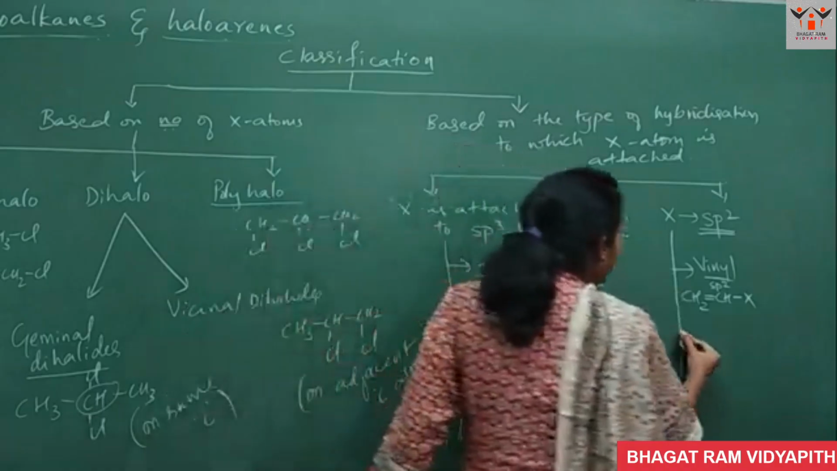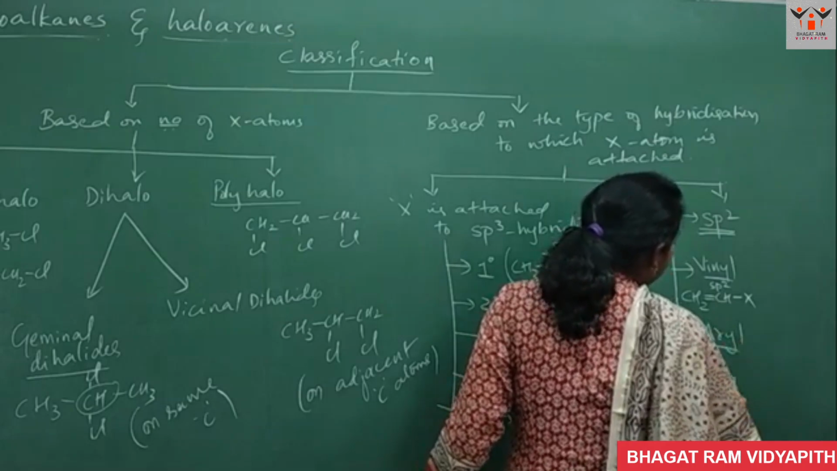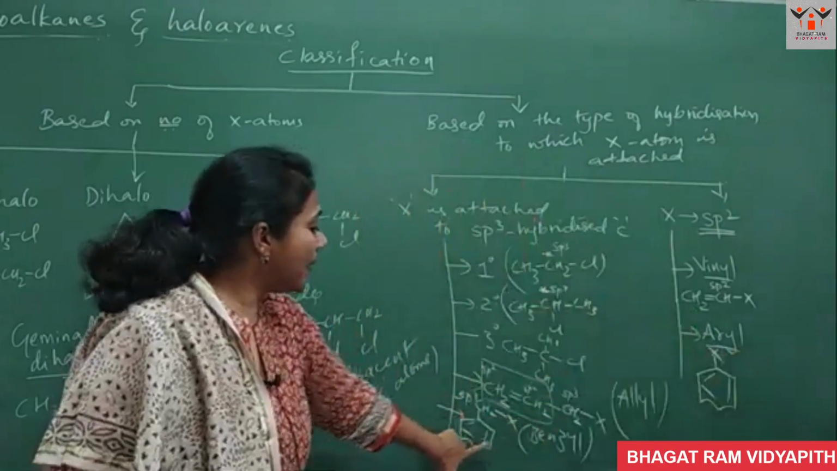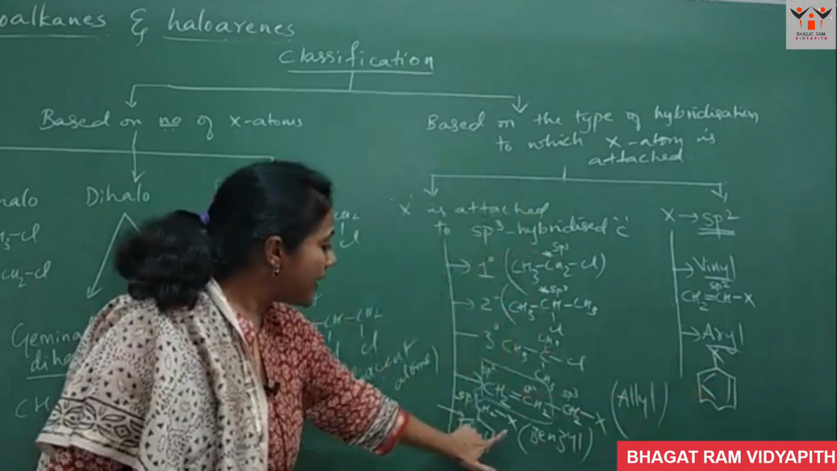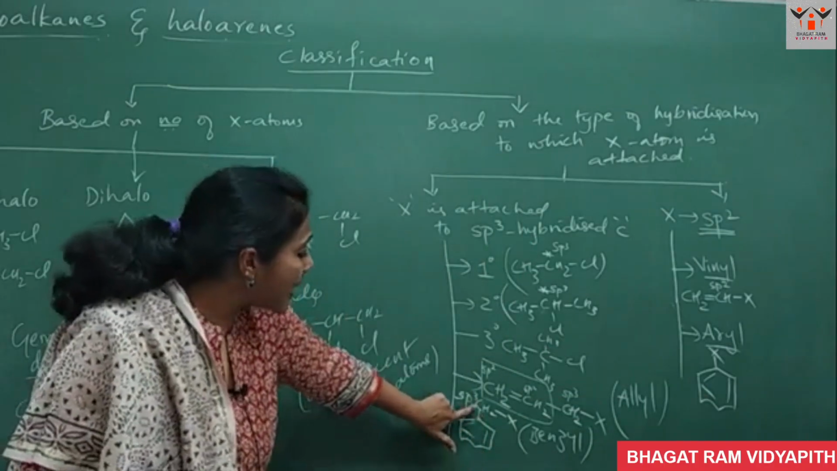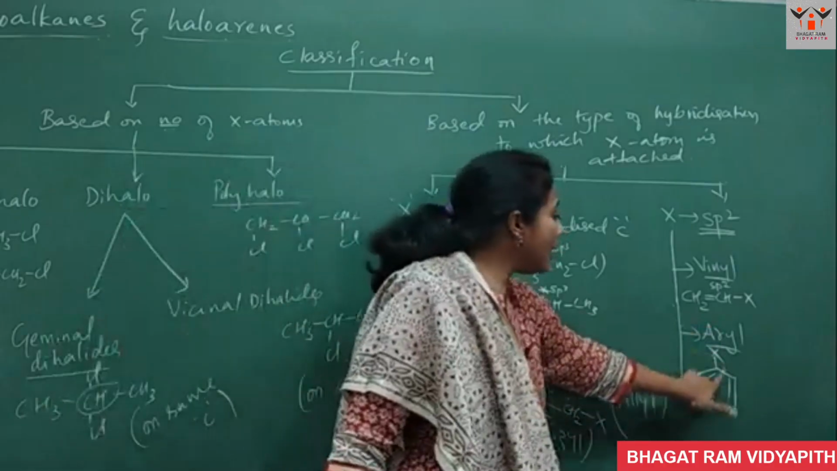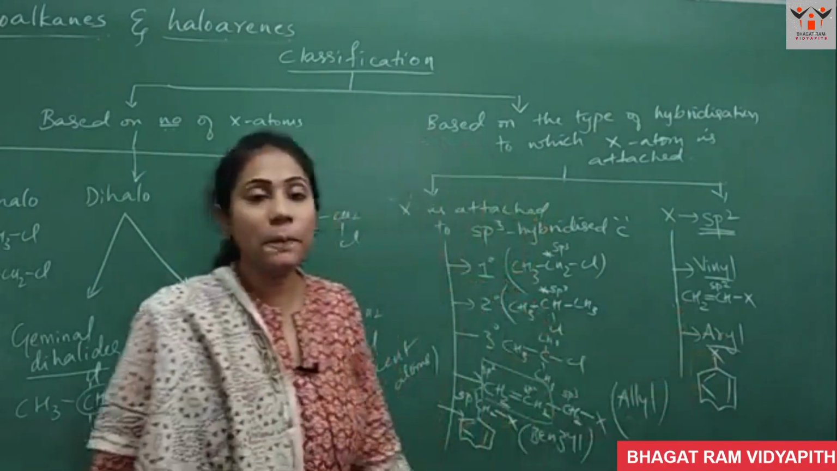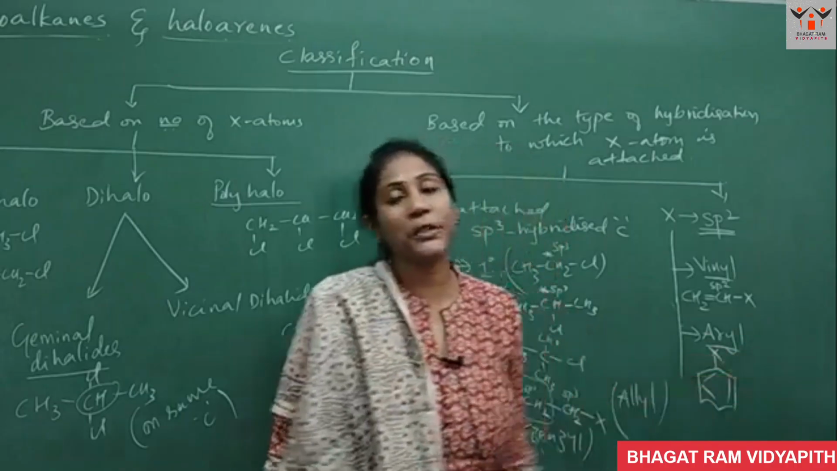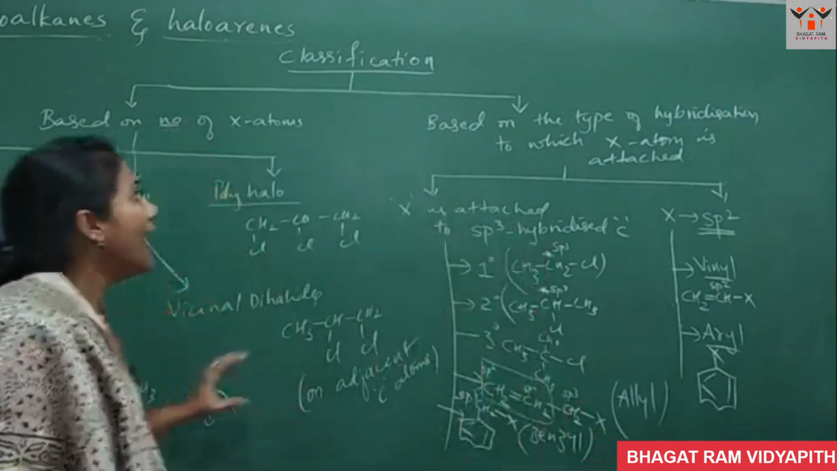Clear? Similarly you have aryl halides, that means on benzene directly if you have X atom. Okay, again you should know the difference between benzyl and aryl. In case of benzyl, X is attached to some saturated carbon. That saturated carbon is in turn directly attached to benzene. But in case of aryl, X is directly attached to benzene ring. Okay, that is to a carbon which has got sp2 hybridization. So this is all about the classification of haloalkanes.